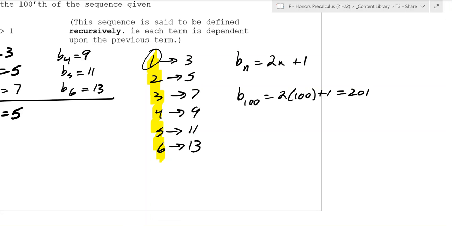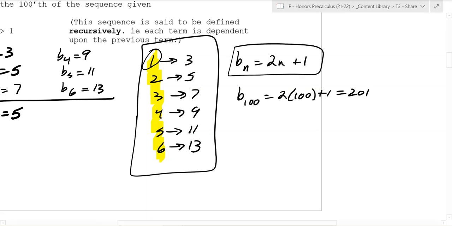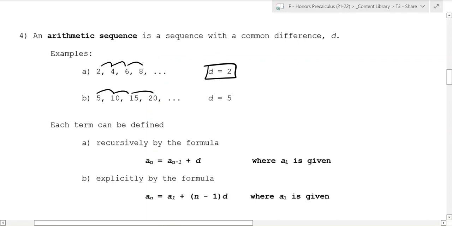Another way to do this is literally to plot these points and notice that it's a line. This is a linear function. An arithmetic sequence is a sequence with a common difference. You'll notice here there's a common difference. Goes up 2, goes up 2, goes up 2. So the difference is 2. This goes up 5, 5, 5. Difference is 5. So that's an arithmetic sequence.